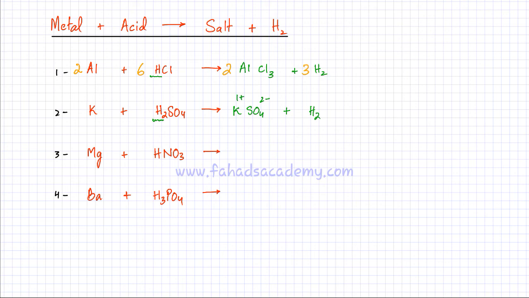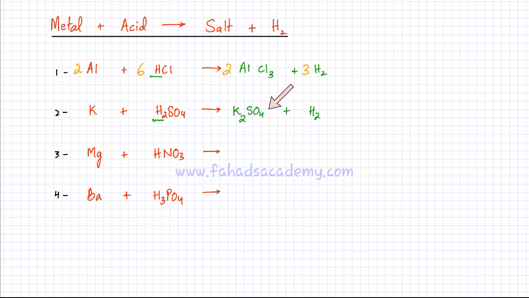So the formula is going to be K2, and SO4 would just be 1, so you don't write 1. Get rid of the charges, because the positive and negative charges would cancel out. So the formula of the salt is going to be potassium sulfate, K2SO4.